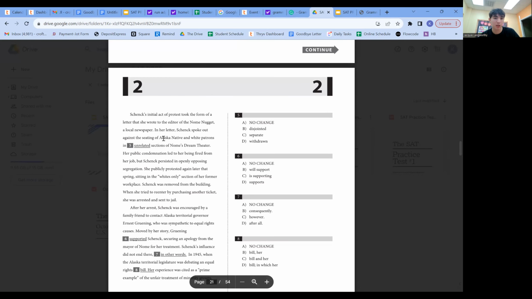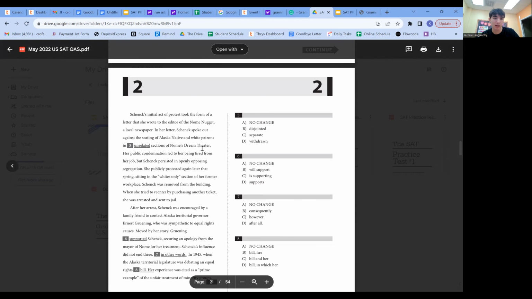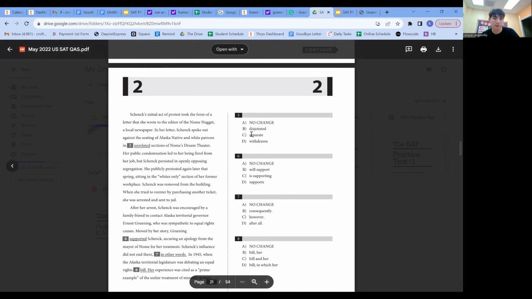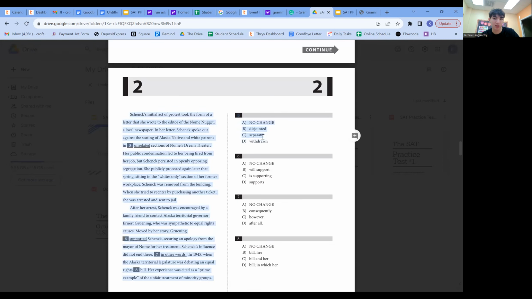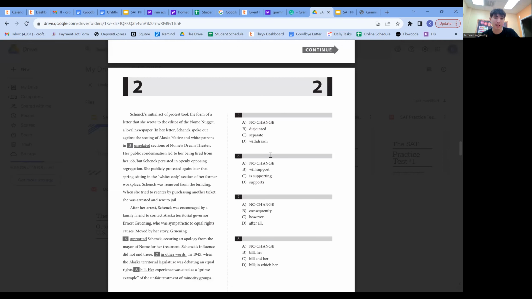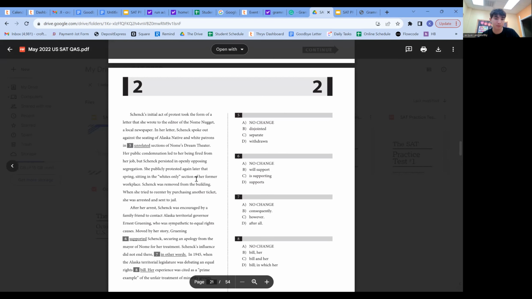In her letter, Schneck spoke out against the slating of Alaska Natives and white patrons in unrelated sections of Nome Stream Theater. The answer is going to be C, separate, because that's the issue, that they were segregating them. Unrelated wouldn't be an issue. Withdrawn wouldn't be an issue. Disjointed would just mean it's badly organized. So it's got to go separate.